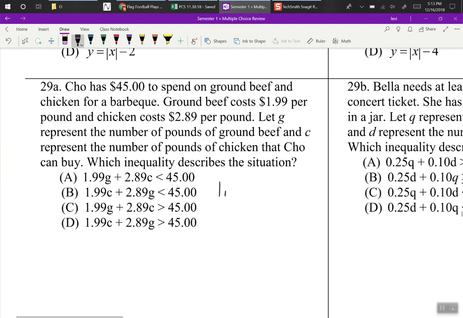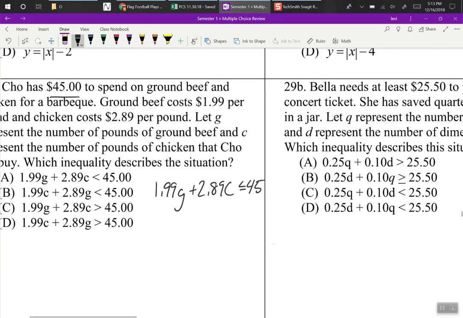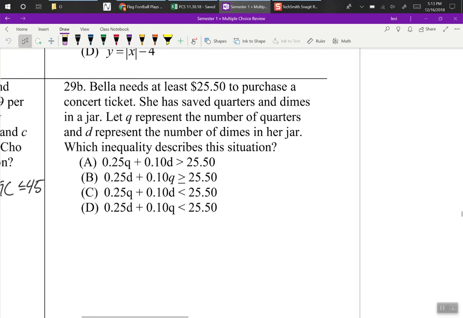So it would be 1.99 G for ground beef plus 2.89 C for chicken needs to be less than or equal to 45. Oh, but they don't have the equal to symbol, so just less than. If he has 45 bucks, then he can spend 45 bucks. We should have the equal to symbol.